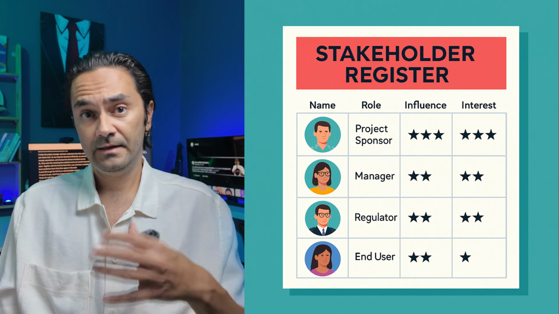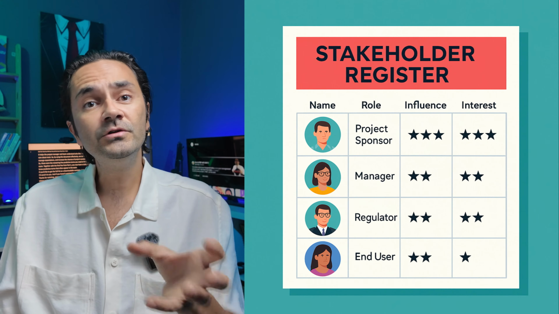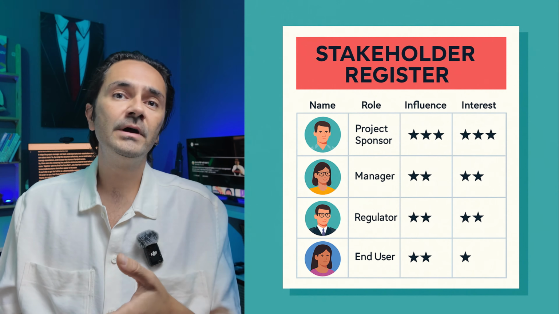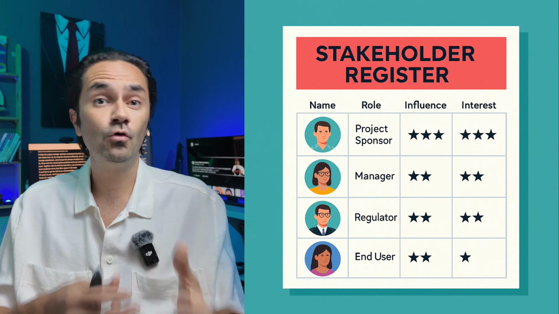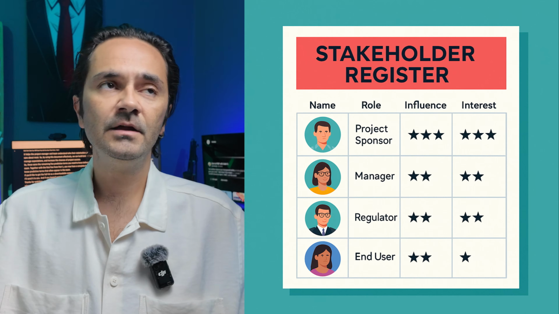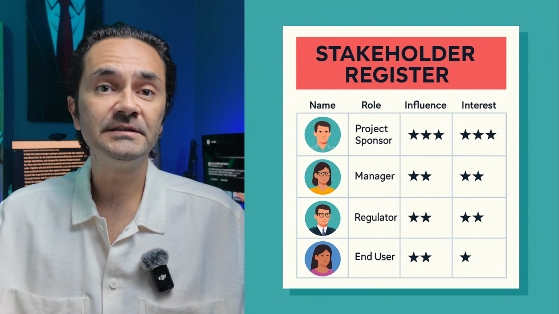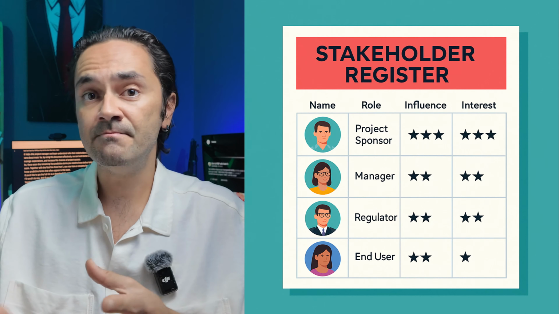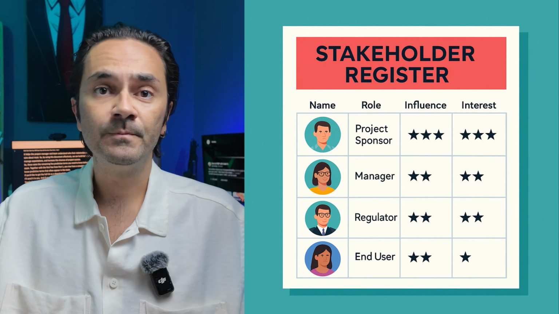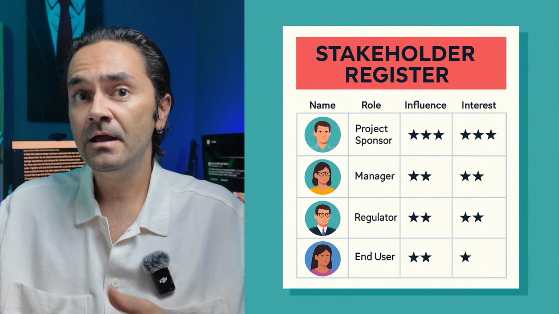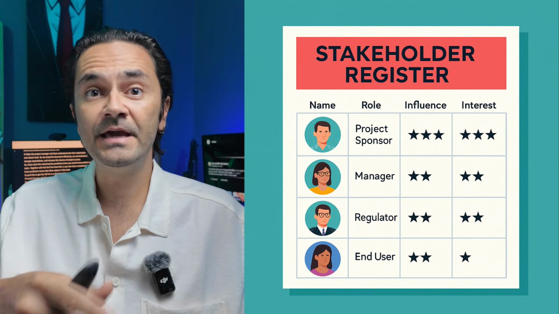Just like the risk register and the lessons learned register, this is also a project document we use to record important information. Here, in the stakeholder register, we record details about the people and organizations who are involved in or affected by the project. In other words, it includes information such as each stakeholder's name, role, level of influence, interest in the project, and how we plan to communicate or engage with them.